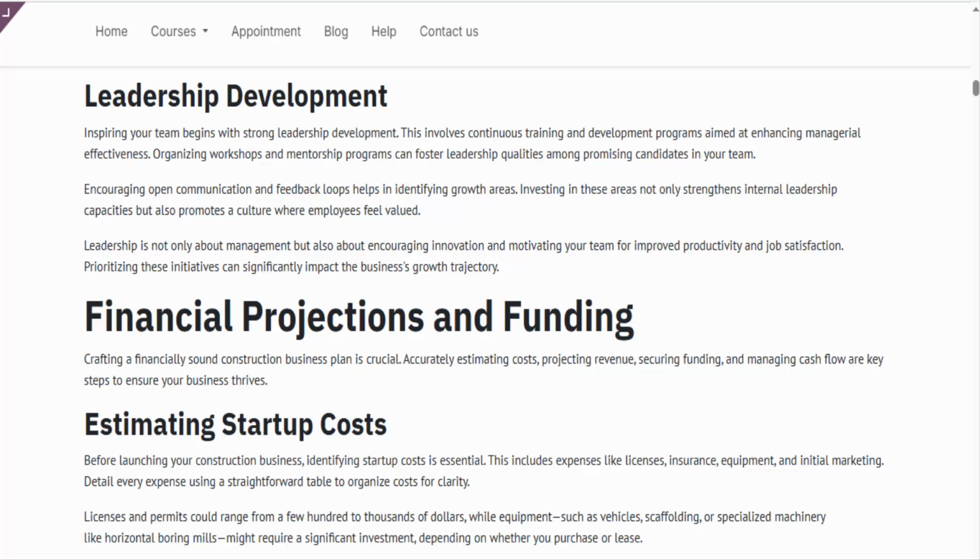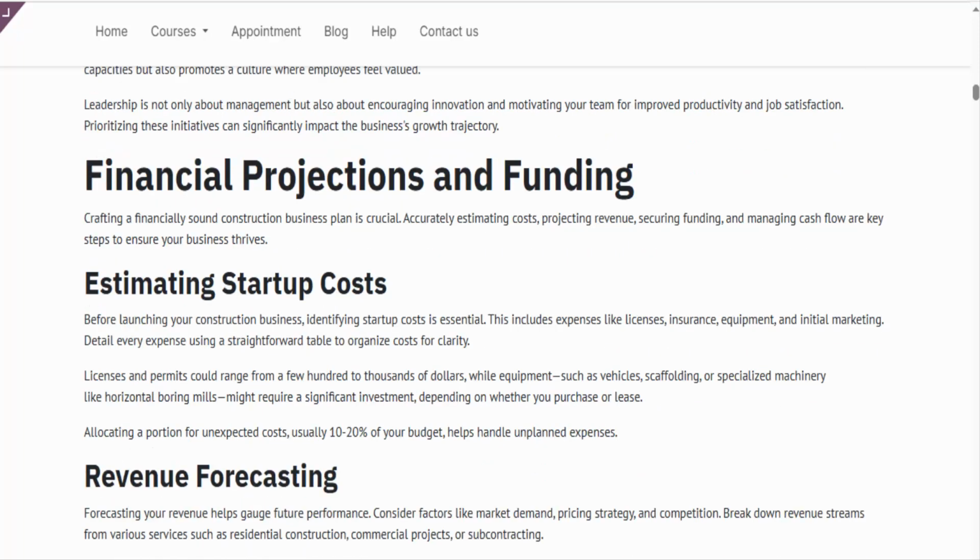Investing in these areas not only strengthens internal leadership capacities but also promotes a culture where employees feel valued. Leadership is not only about management but also about encouraging innovation and motivating your team for improved productivity and job satisfaction. Prioritizing these initiatives can significantly impact the business's growth trajectory.